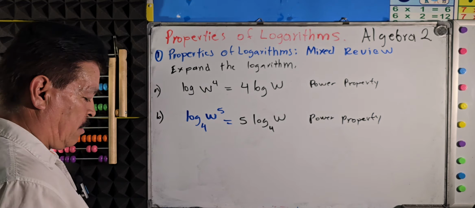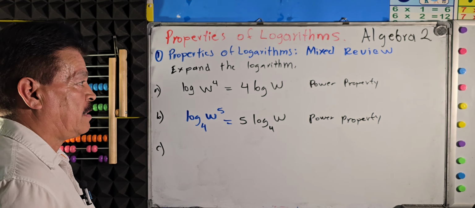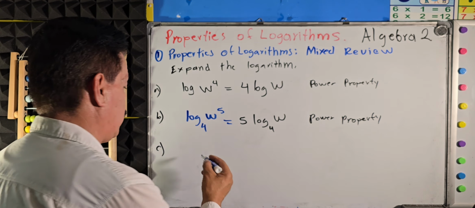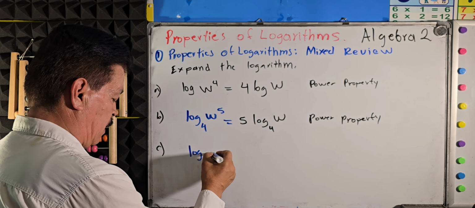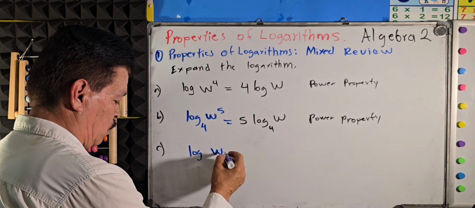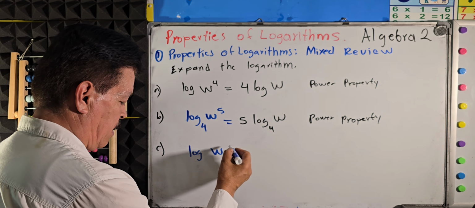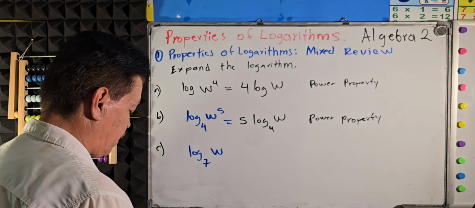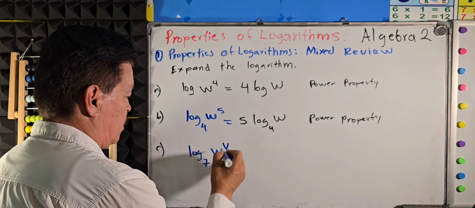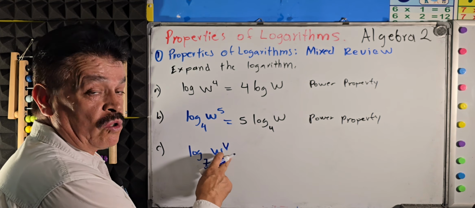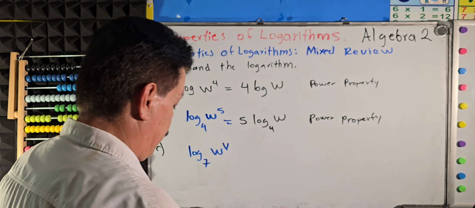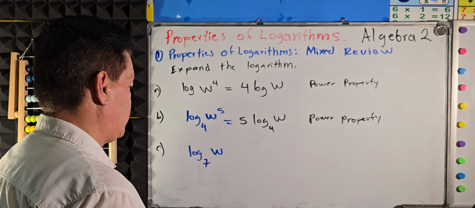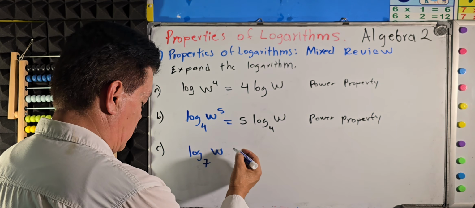So let's see another problem. It's very simple. Just try to apply the properties that we already know. So okay, log of w with the base 7, to the uv power. So here let's multiply. Let's do it differently right here. So w and b.